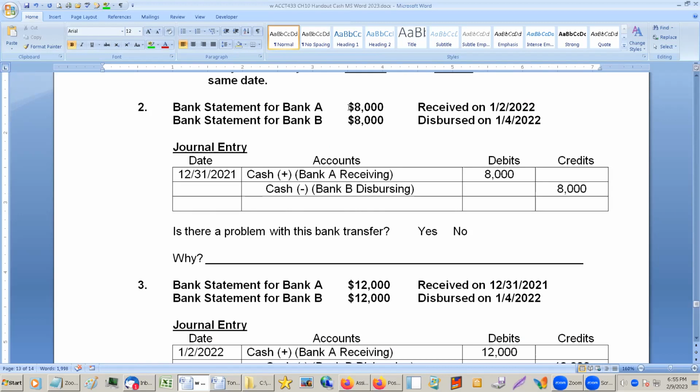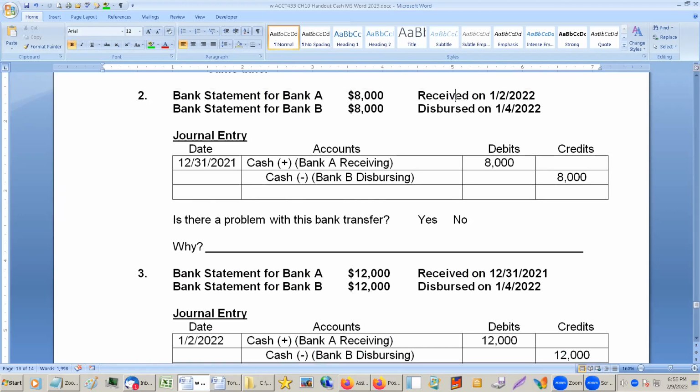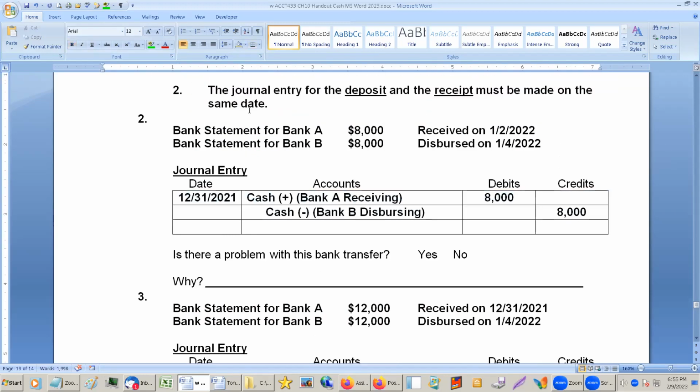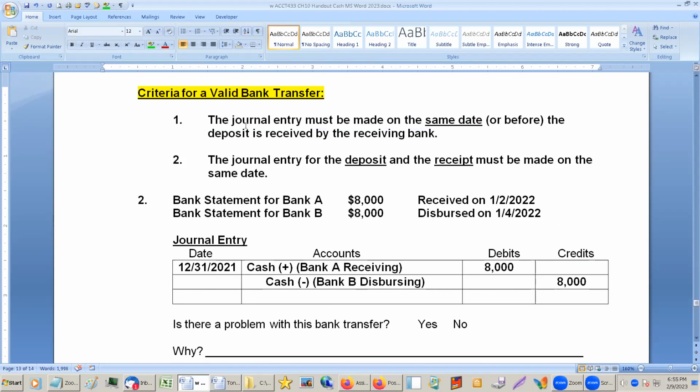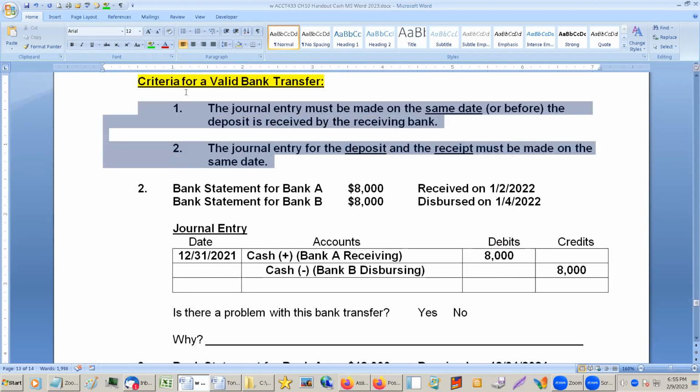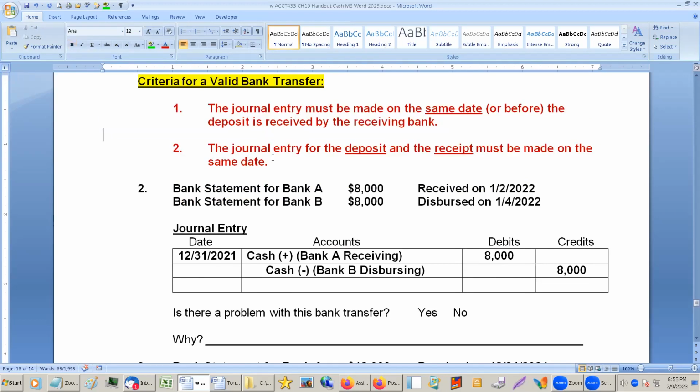So let's see here. This was shown as received on 1/2, disbursed on 1/4. The journal entry was made on 12/31. Is this okay or not okay? No, okay.